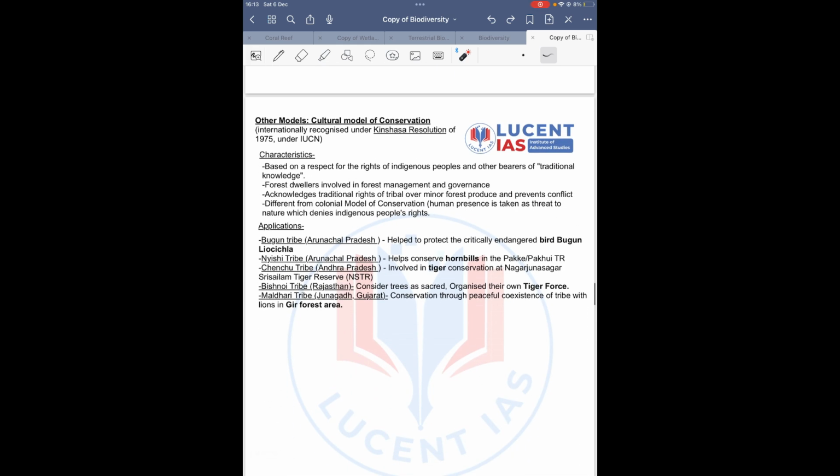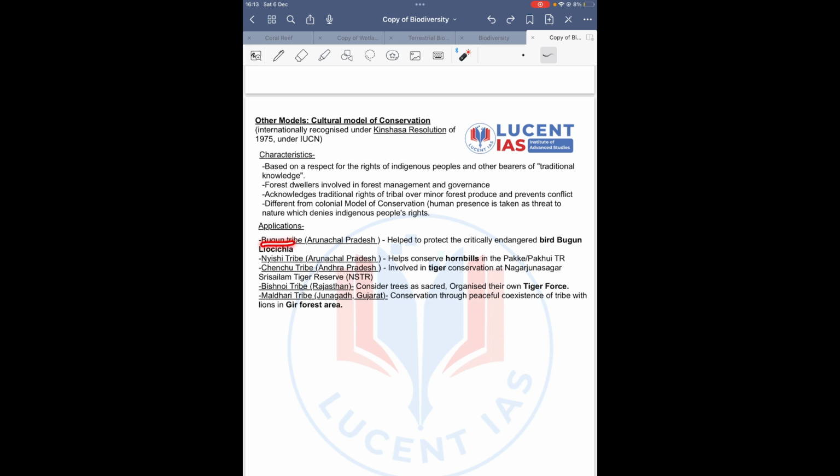We have one more conservation method, a cultural mode of conservation recognized under the Kinshasa resolution. So what is this? They are based on the respect for the rights of indigenous people and other bearers of traditional rights. Means traditional people protecting the forest, not under ex situ or in situ measures.